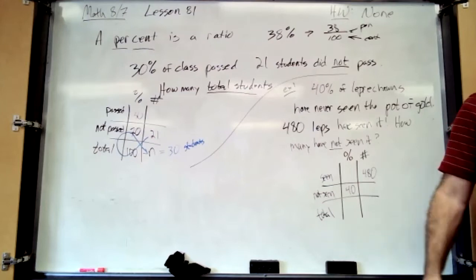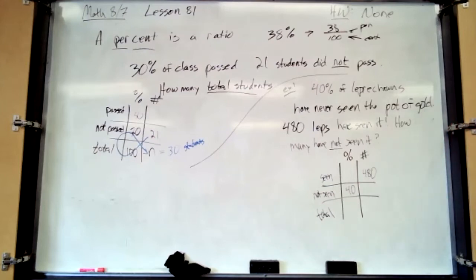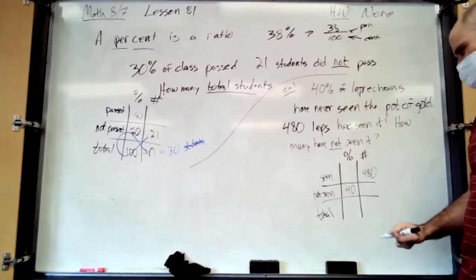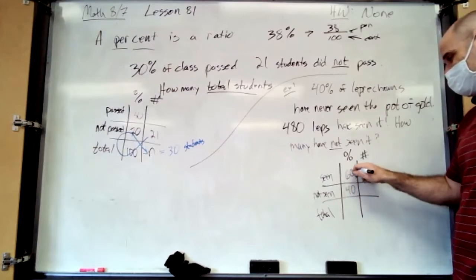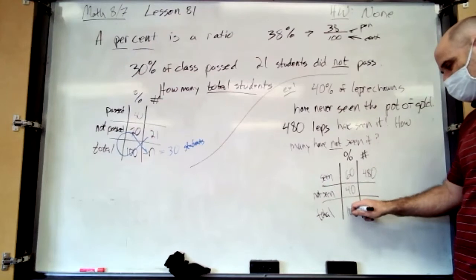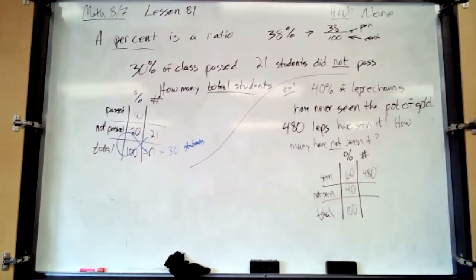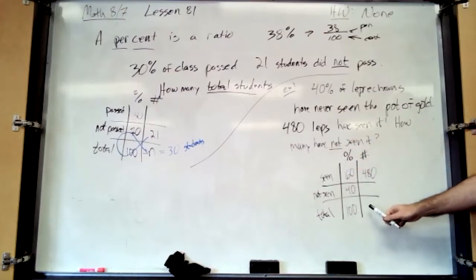Okay, now what else can we fill in? Yeah, Elijah. Put a 60 above the 40. Yep, so if 40% have not seen it, 60 have, and that gives us a total of 100, right? It's always a total of 100%. All right, anything else that we can fill in? No, not yet, but what are we asking for? So now we can just go, how many have not seen it? We don't care about the total.